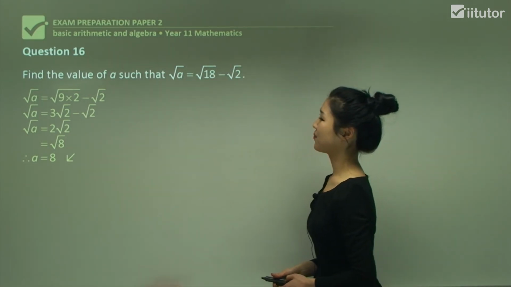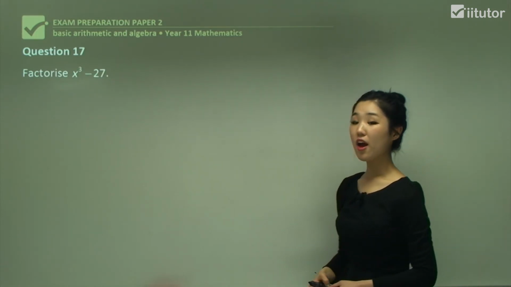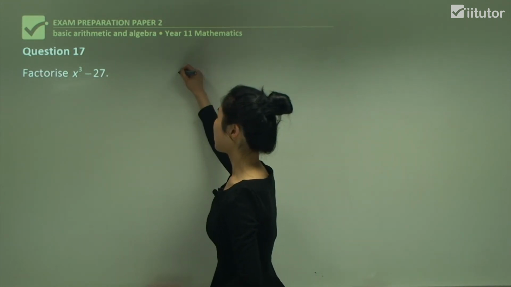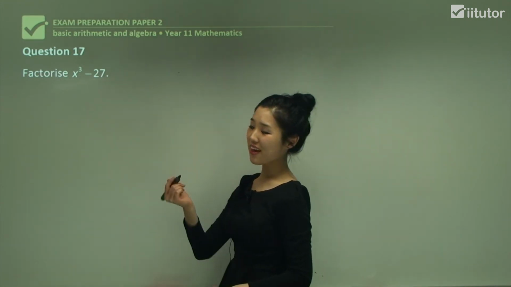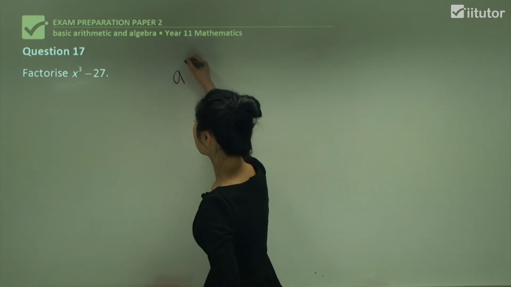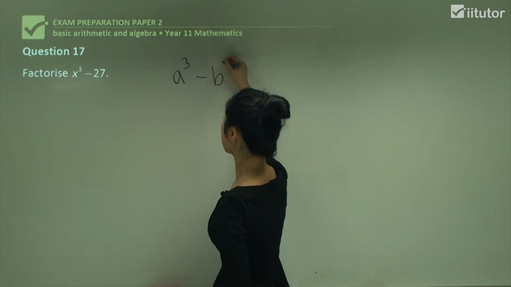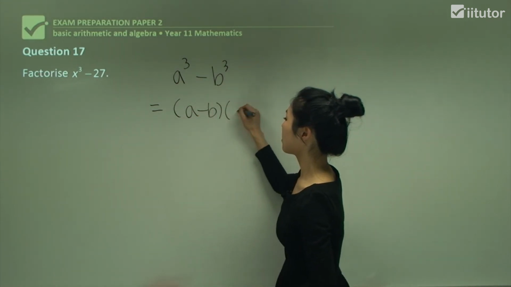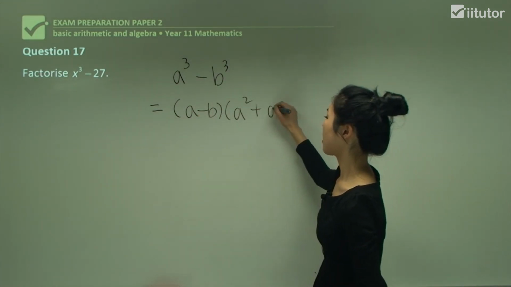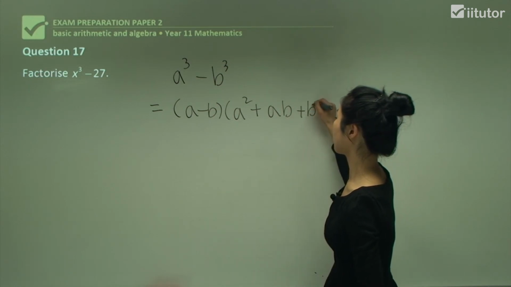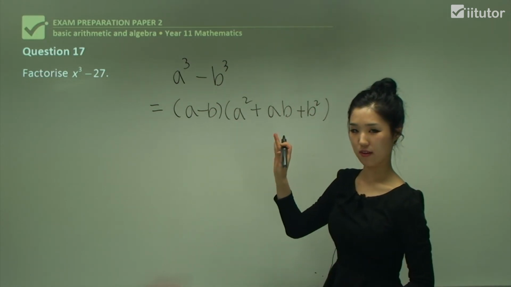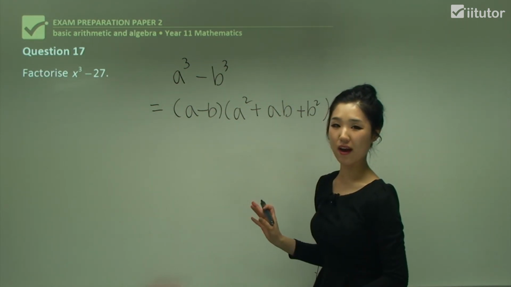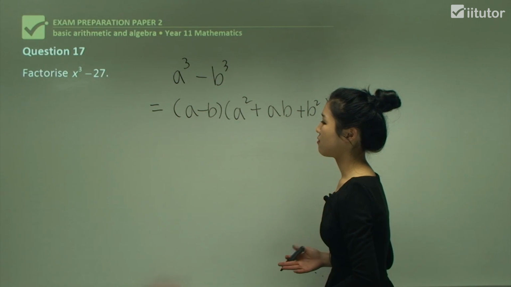Let's continue. Question 17. Okay, it's a cubic factorization. Guys, remember, I know all of you know this, but just in case, I will tell you. But make sure for those who don't know, you must remember from now on. A minus B, A squared plus AB plus B squared. So we'll just use this. So please tell me that you've already memorized this. This is very, very important, guys, okay? So make sure you memorized it first.